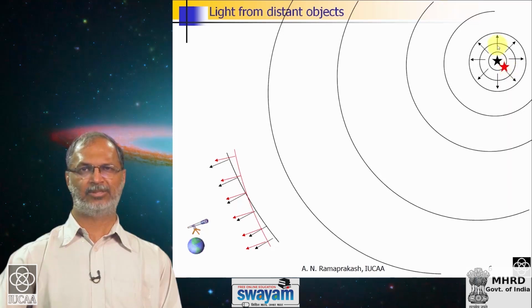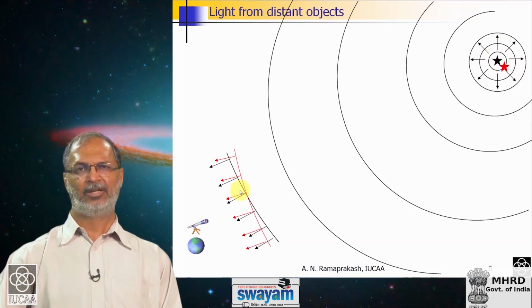The light coming from this star, all the spheres are centered on this star, which means by the time they arrive here, the wavefront becomes plane, but now it is slightly tilted with respect to the wavefront of light coming from this star, because the red wavefront is centered on the red star and the black one is centered on the black star, which means the light arriving at the earth from this red star is arriving at a slightly different angle compared to the light from the other star.